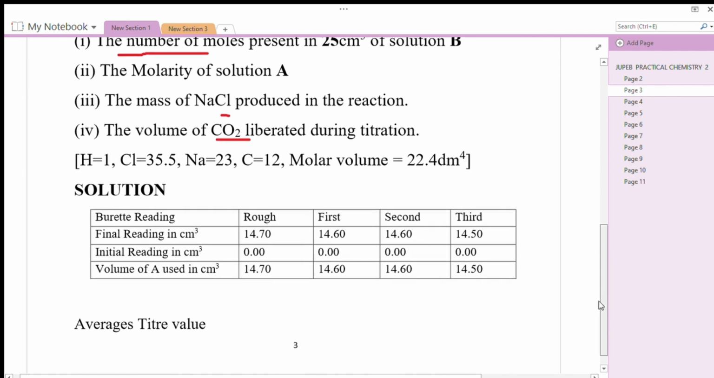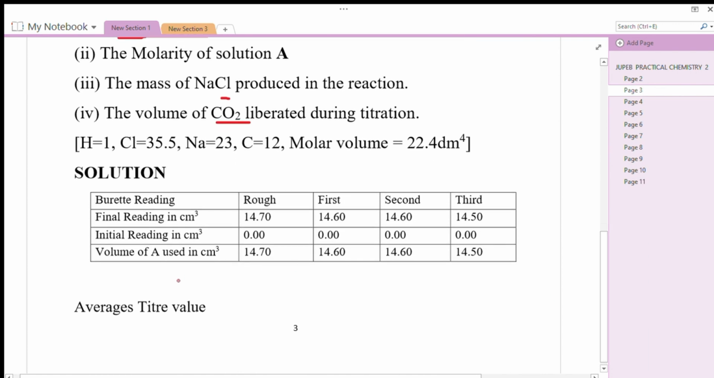So let's quickly look at our calculated titration. This is how our table will look like. These are rough, first, second, and third. For this experiment, I'm going to be using these two values because they are concordant. I can as well use the three values. They are also concordant. So 14.60, another 14.60 is a good value for me to use.